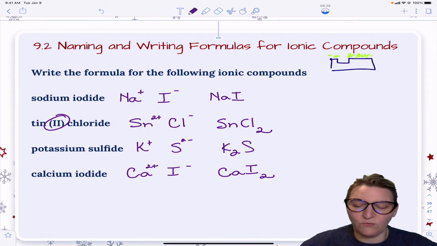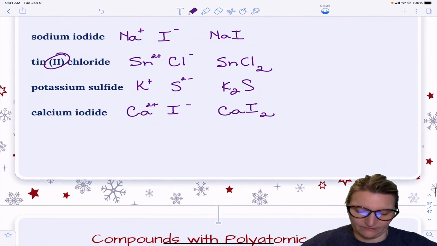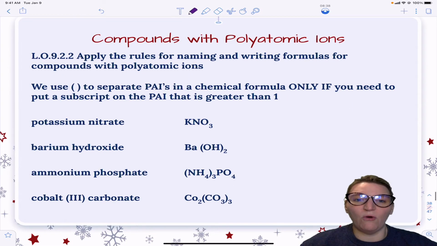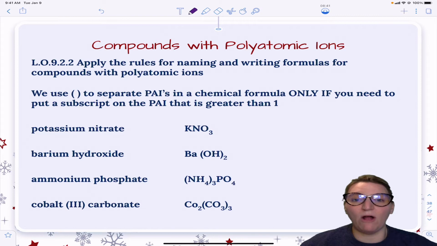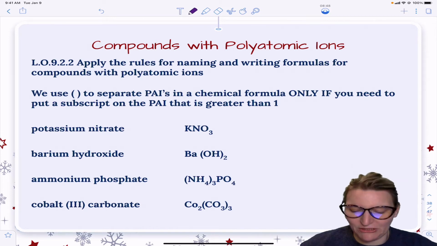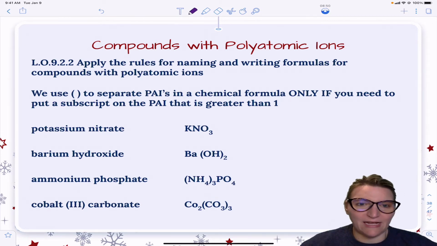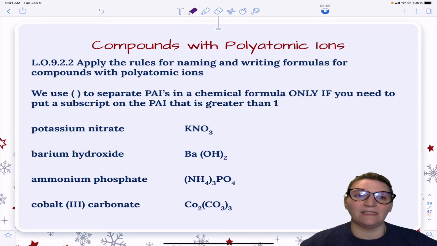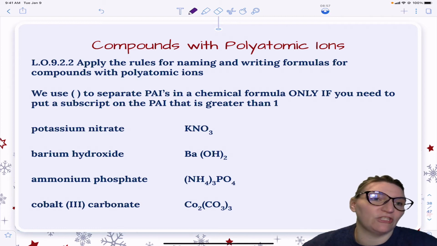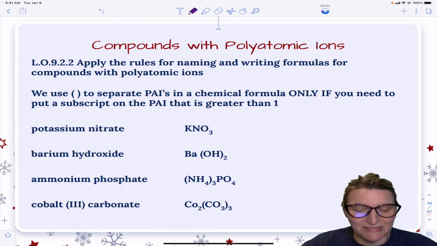Okay? This is one of the most important skills of this chapter, being able to look at the name of a compound and write its formula. So we now need to incorporate the polyatomic ions into this naming scheme. There's one little trick to it. It's basically the exact same. You name the cation, you name the anion, and if the anion is a polyatomic ion, we just give the name of that polyatomic ion. But the formulas are going to look a little different sometimes.